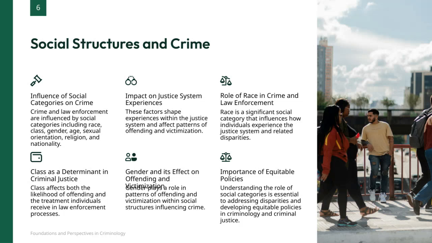When we examine crime and law enforcement, it's important to recognize how various social categories like race, class, gender, age, sexual orientation, religion, and nationality play a critical role. These factors don't just influence who might commit crimes or become victims, they also shape how individuals experience the justice system itself. Race, for example, stands out as a major factor that contributes to disparities in how people are treated within the criminal justice system.